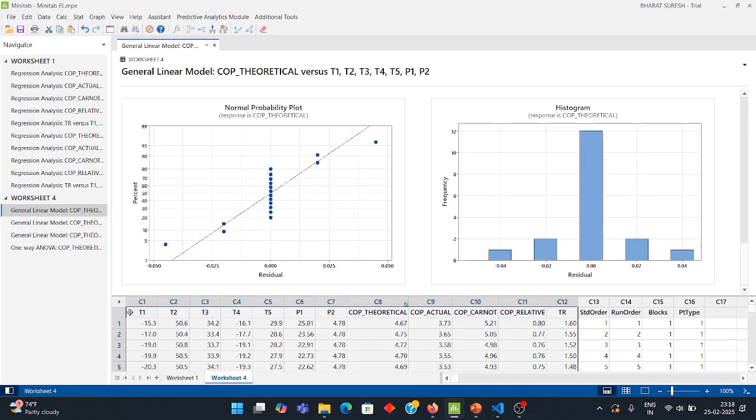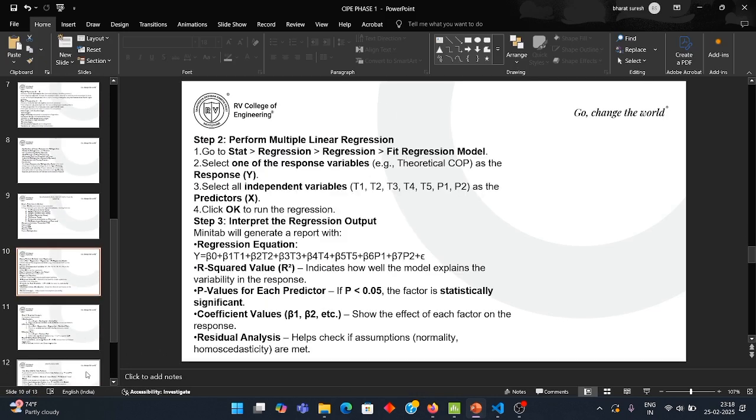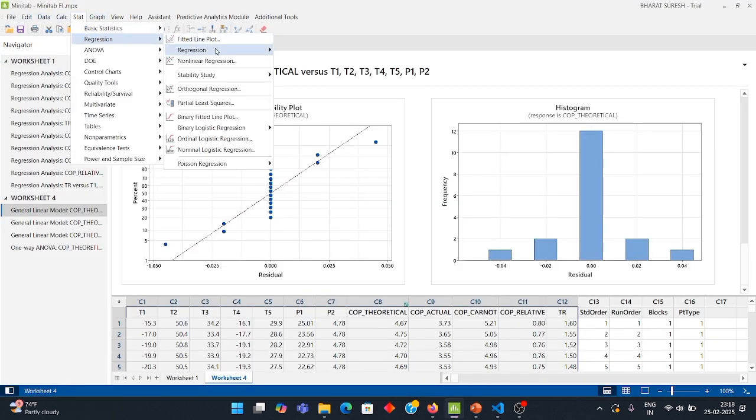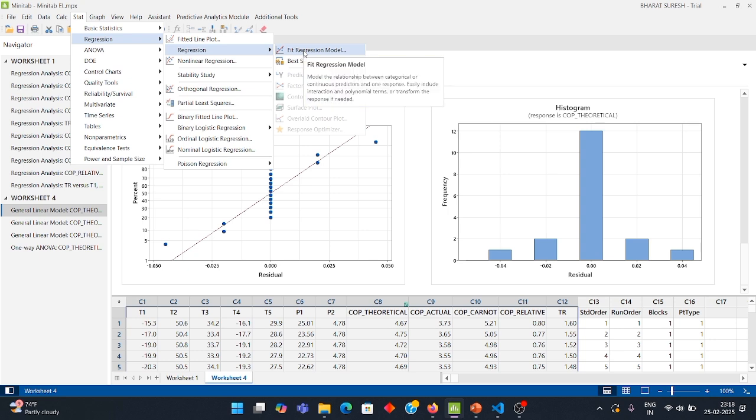I have already taken these values from the thermodynamics lab and I've plotted them on Minitab. The next step is to perform a multiple linear regression. This involves going to statistics, choosing regression, and choosing fit regression model.